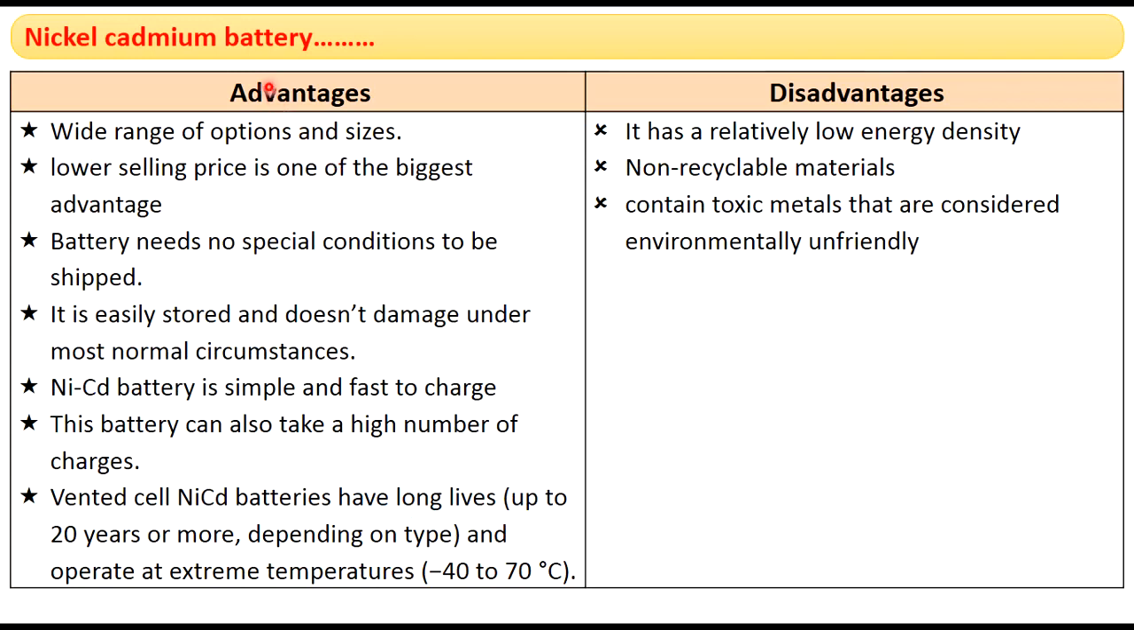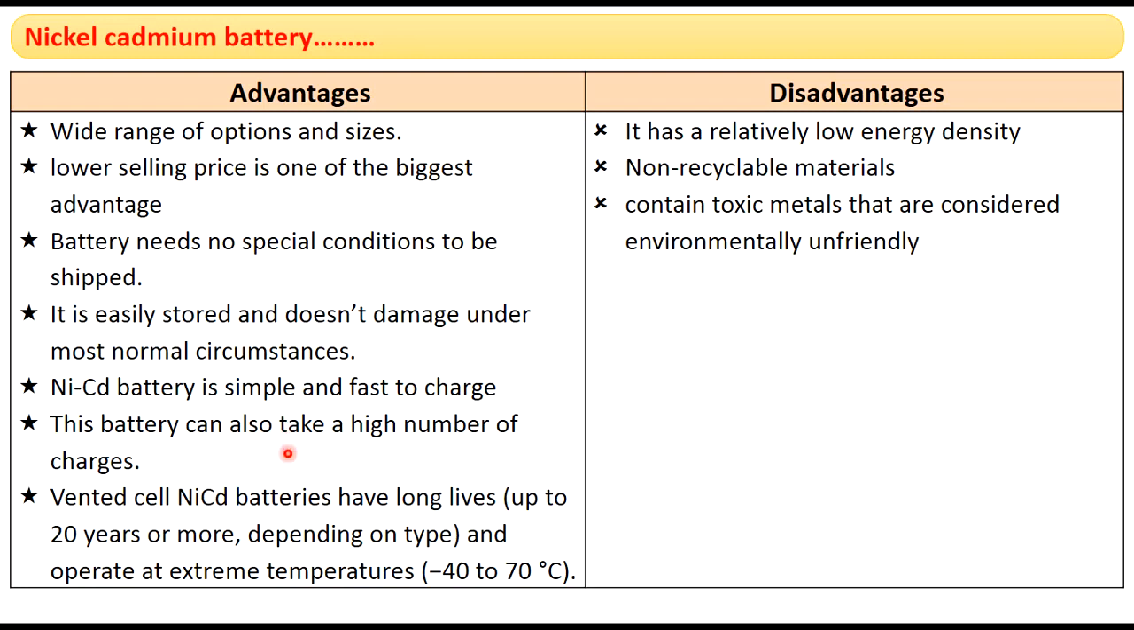Advantages of nickel cadmium battery. Nickel cadmium batteries come in different sizes and different shapes. That is one advantage. Another advantage is the cost of the nickel cadmium battery is low compared to other batteries. Shipping of a nickel cadmium battery does not need any special conditions. You can ship the battery normally. Another advantage is nickel cadmium battery can be easily stored, and no damage occurs when we store the battery under normal conditions. Another advantage is nickel cadmium battery is simple and we can charge it within less time.